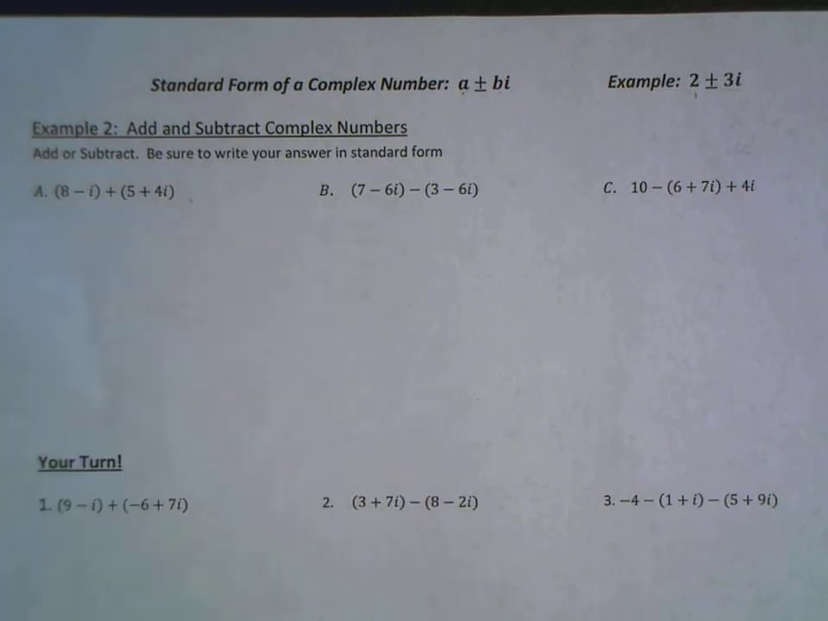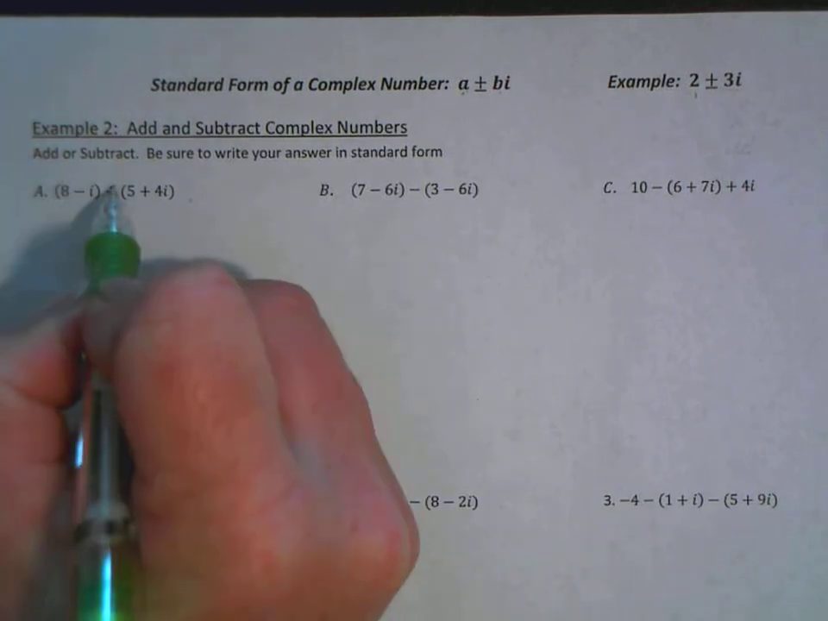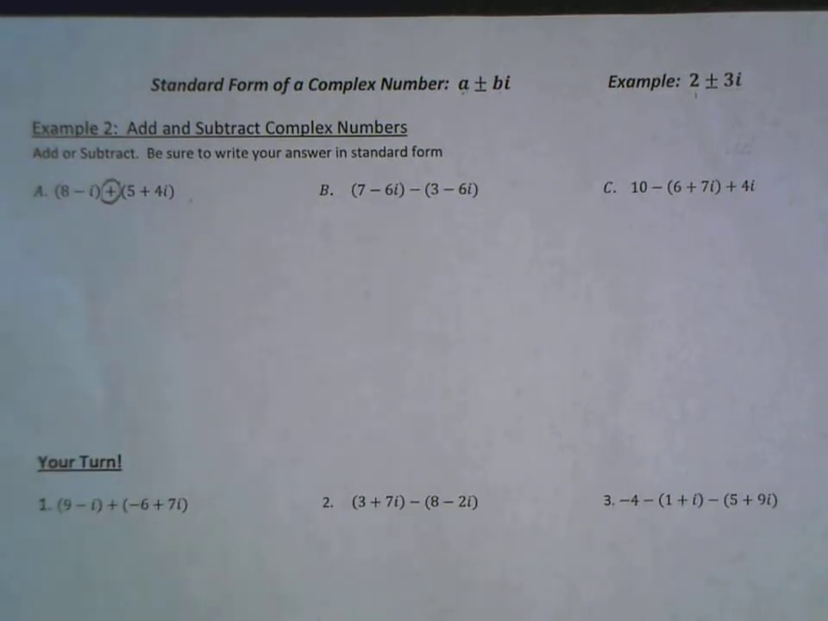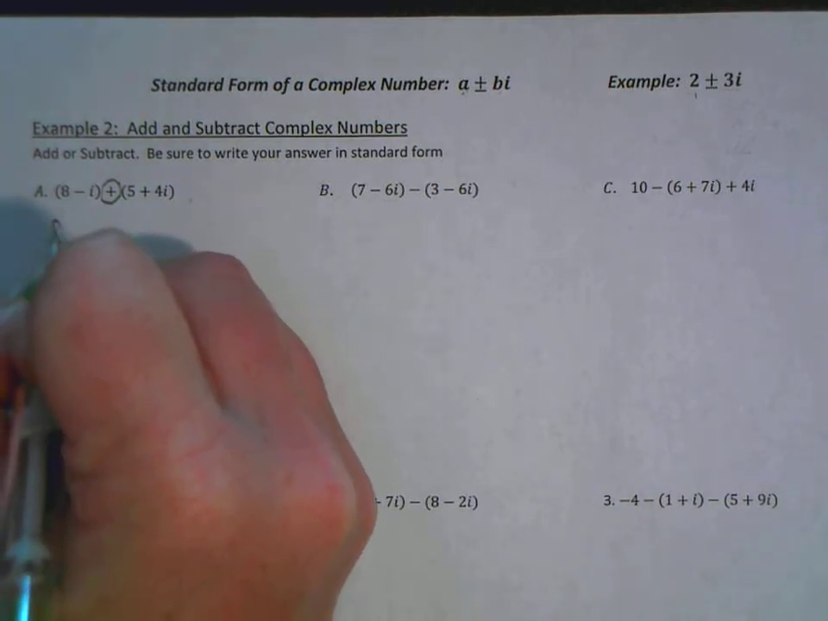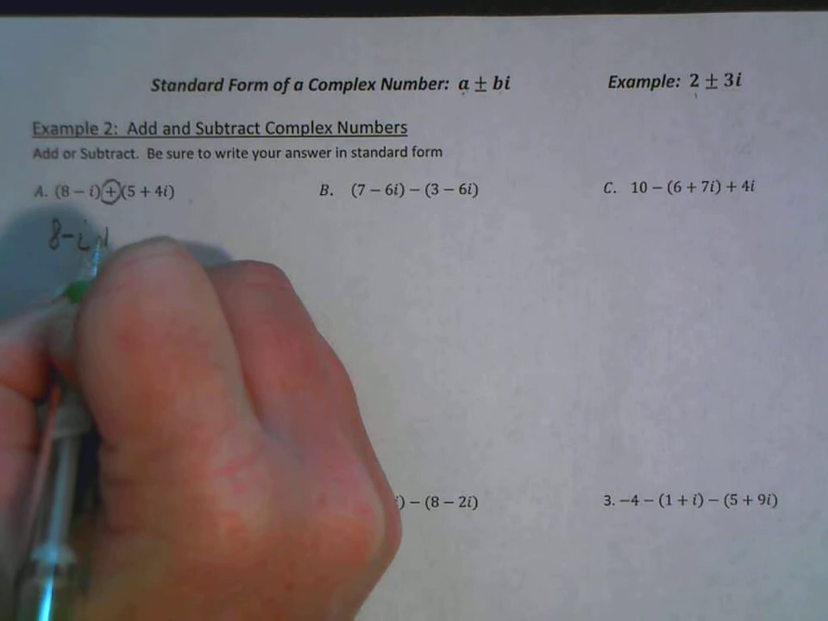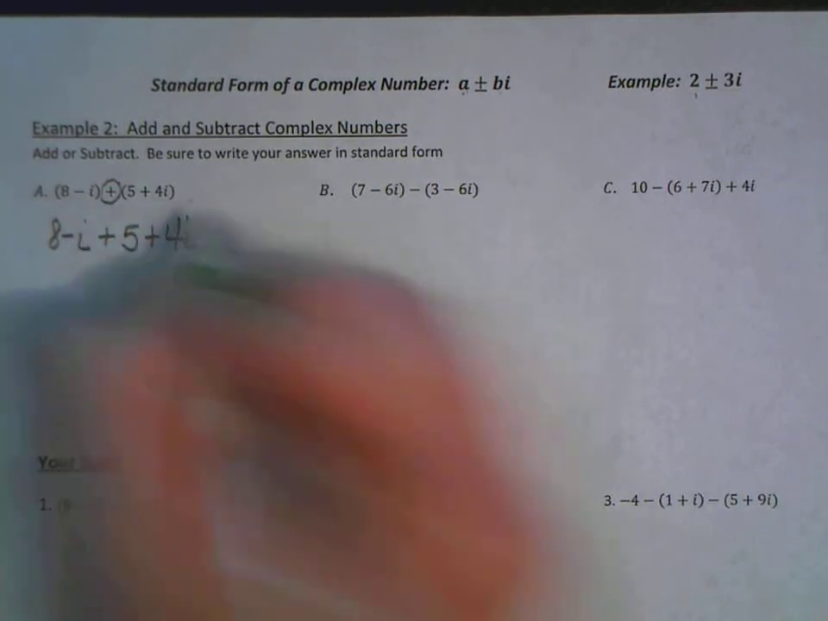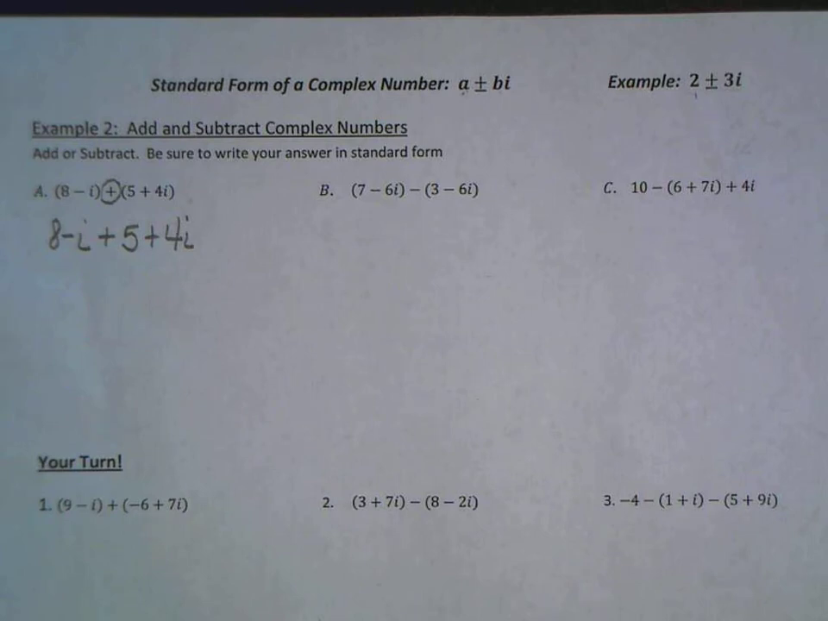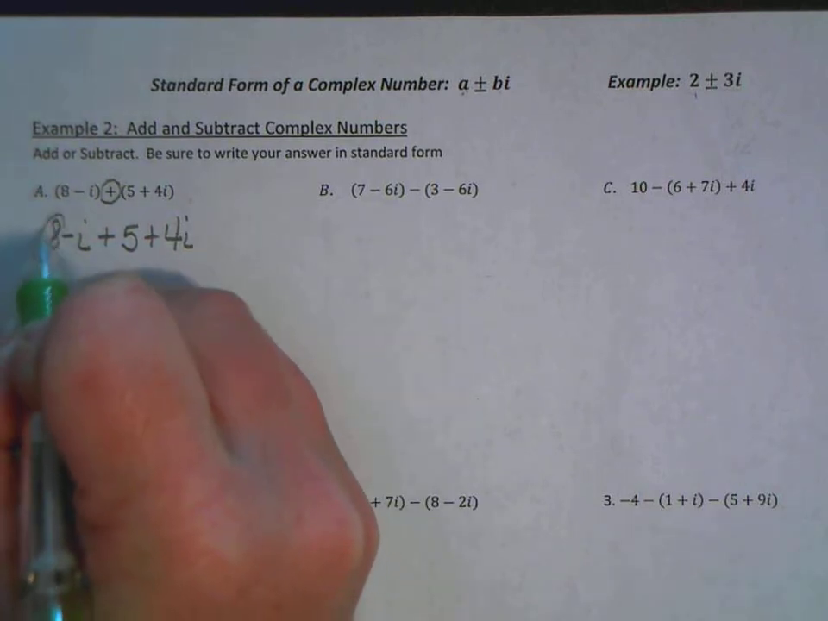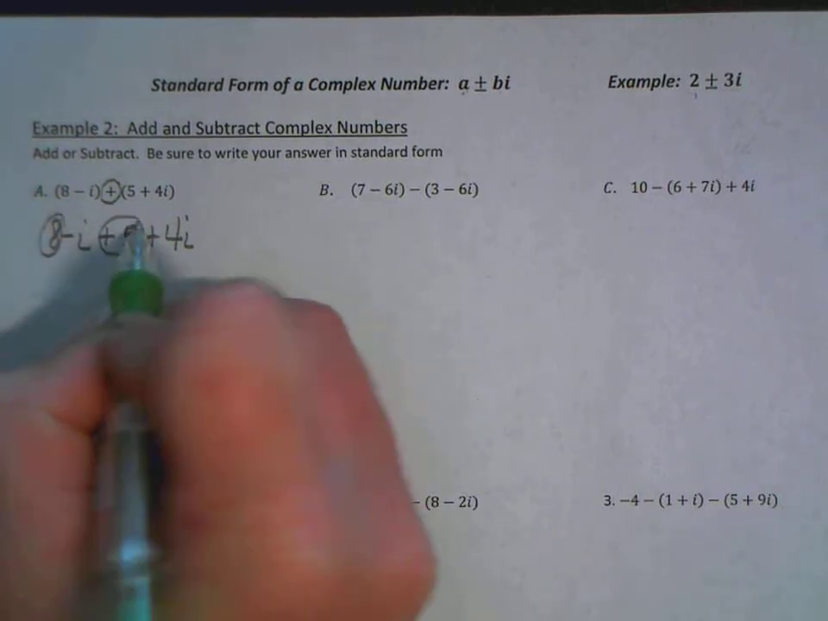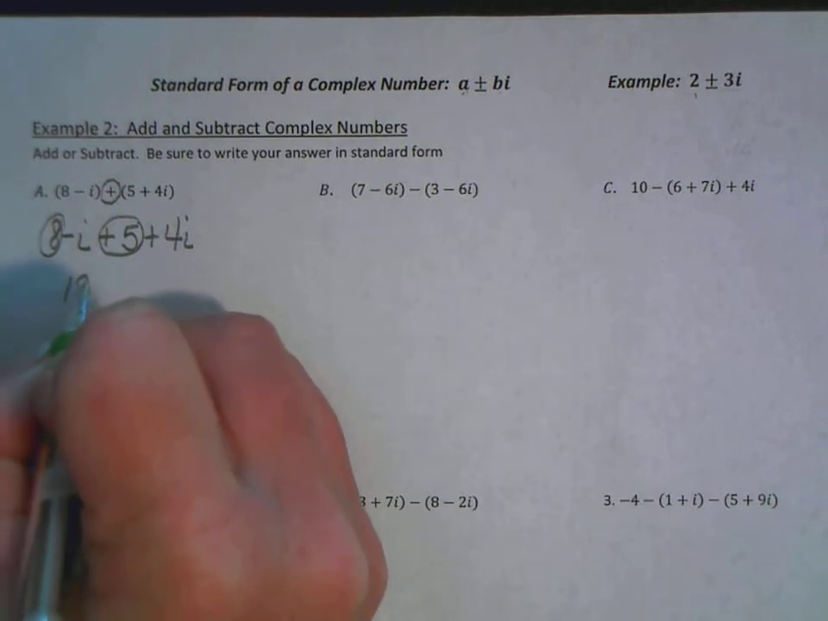You have 2 sets of parentheses. You look at that plus in the middle. So because you have a plus in the middle, the parentheses technically weren't necessary. So you could just say 8 minus i plus 5 plus 4i. Then what you want to do is you just want to combine like terms. Your 8 and your 5 go together, and 8 plus 5 is going to be 13.